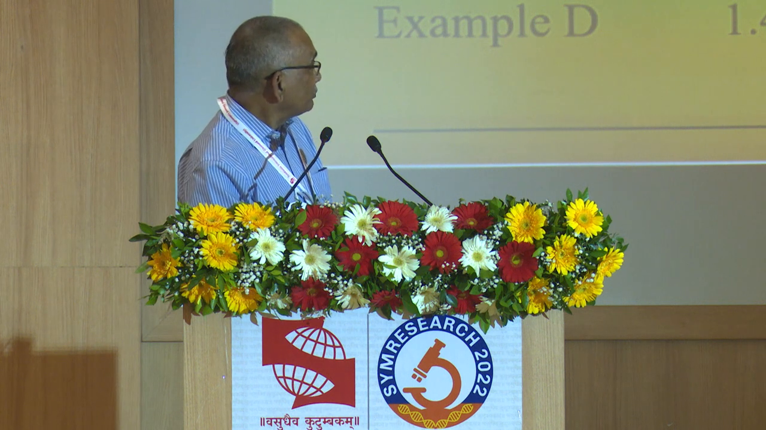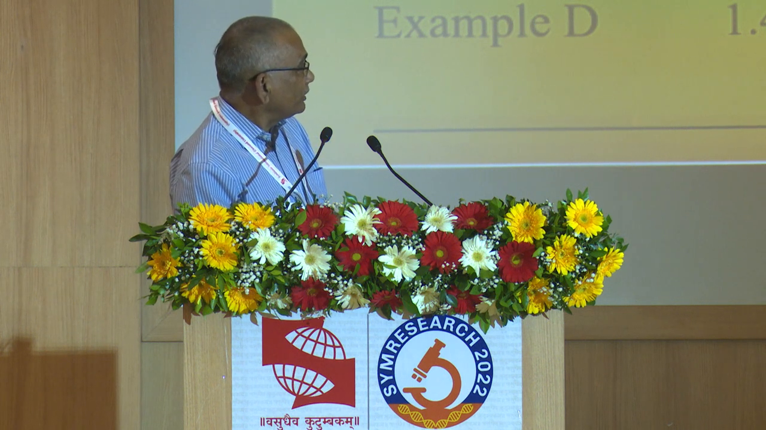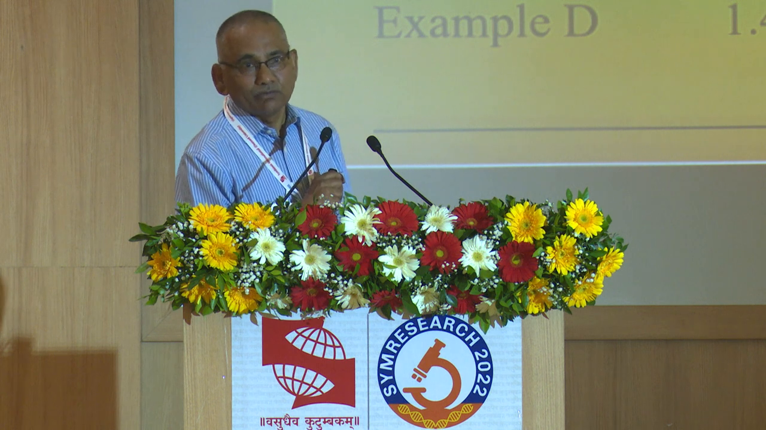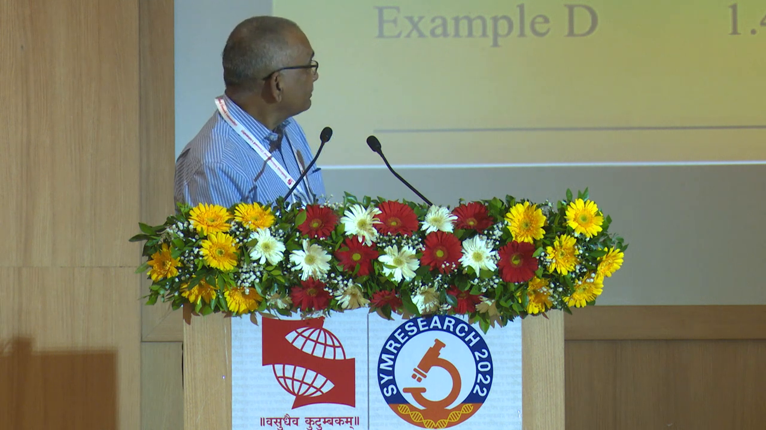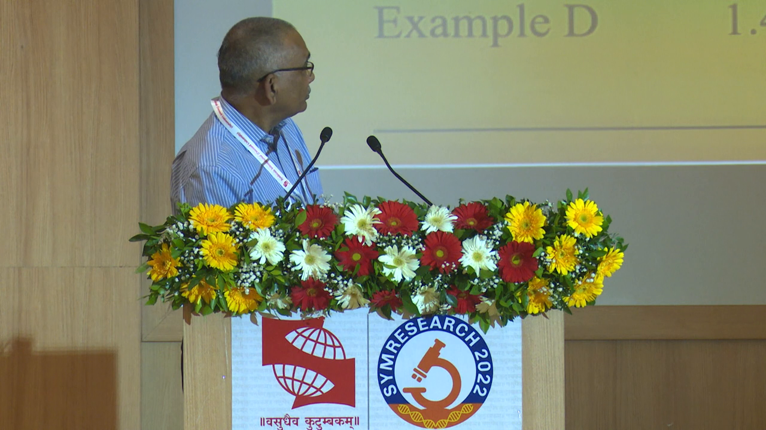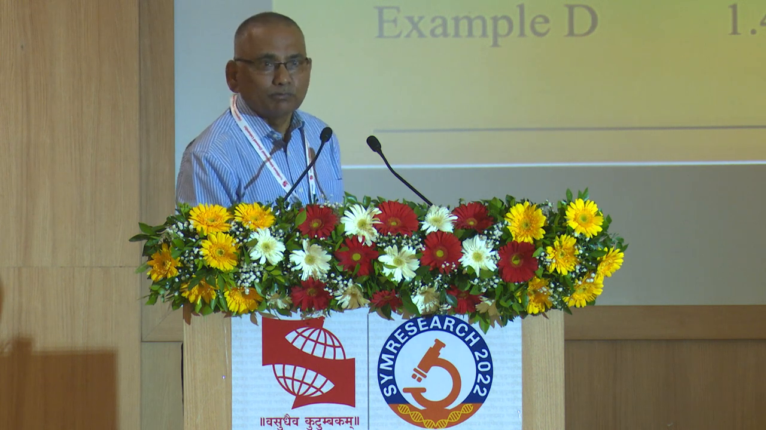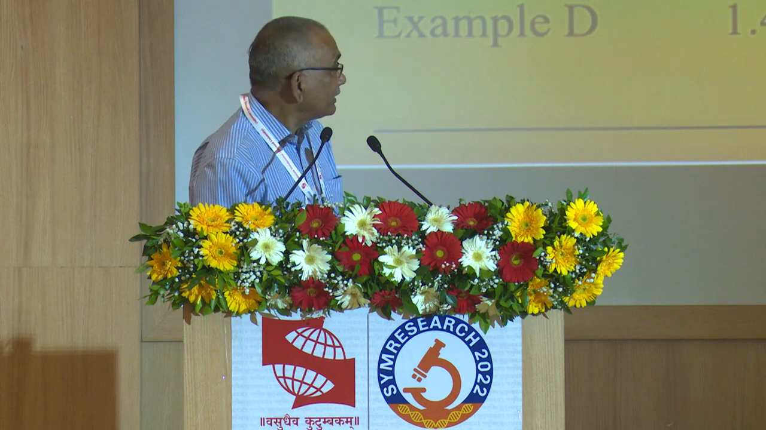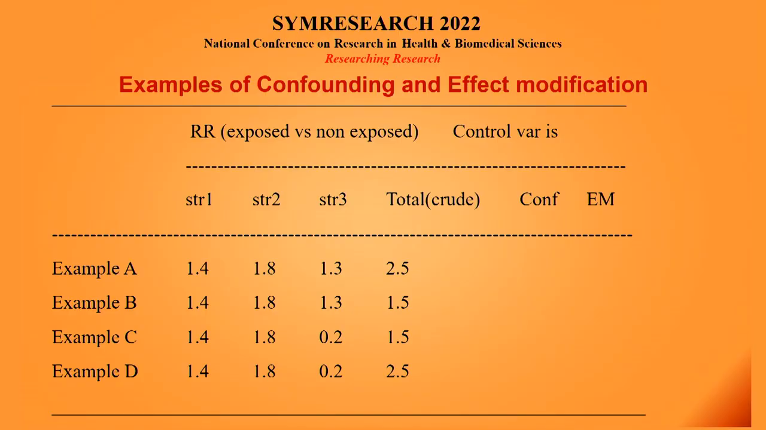Look at this: 1.4, 1.8, 0.2. 0.2 means definitely an effect modifier, right? But calculate the average of 1.4, 1.8, 1.2. Is it closer to 1.5? It looks closer to 1.5, right? So it's an effect modifier, but not a confounder. Look at this: 1.4, 1.8, 0.2. So definitely an effect modifier. But what about the average? The average is also different. So it is both an effect modifier and a confounder, right?